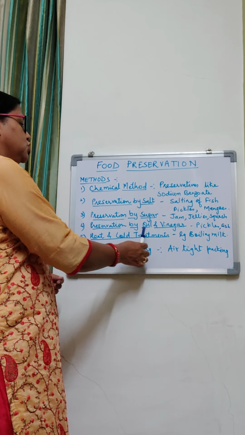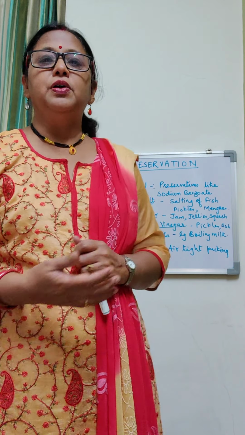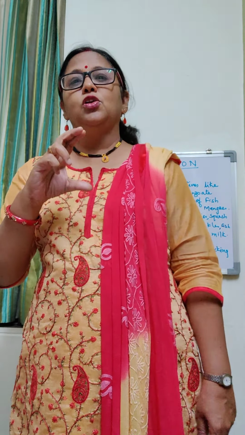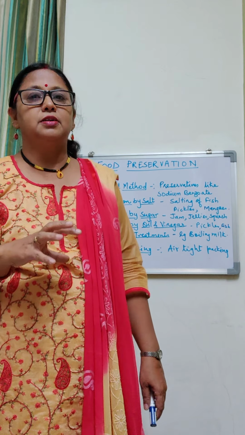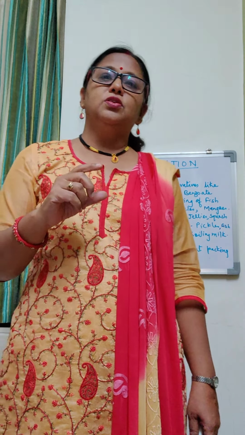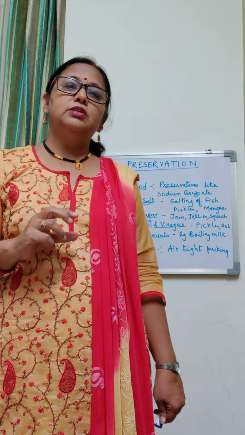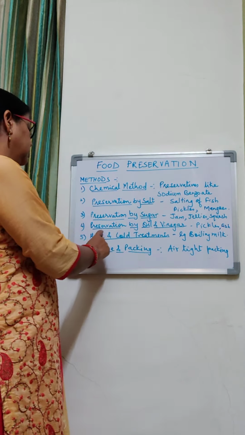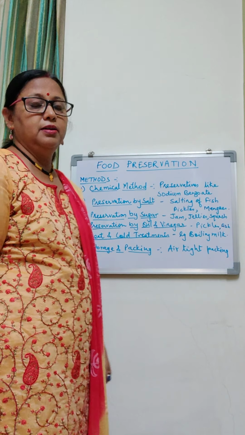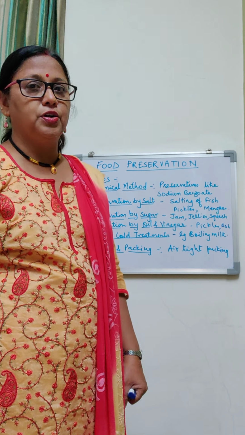Then the next is preservation by oil and vinegar. You must be wondering about the pickles which we use for the whole year. They have a large quantity of oil in them. You must have seen that there is a lot of oil. That oil also protects the food from damage. The microorganisms do not attack the pickles because of the presence of oil. Also, vinegar is used for preservation of pickles. So the fourth method was preservation by oil and vinegar. By this method, pickles, fish, etc. are preserved for a long time.